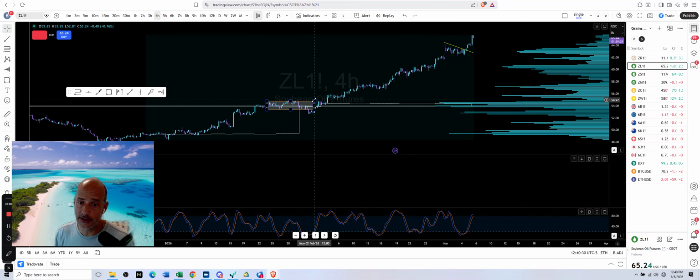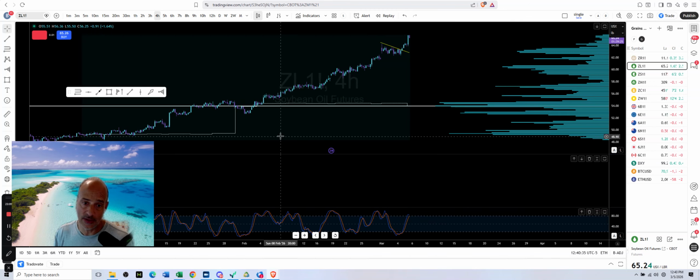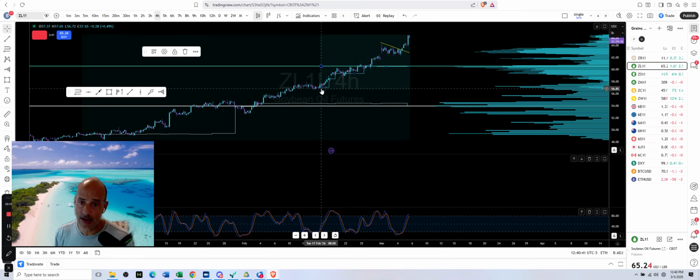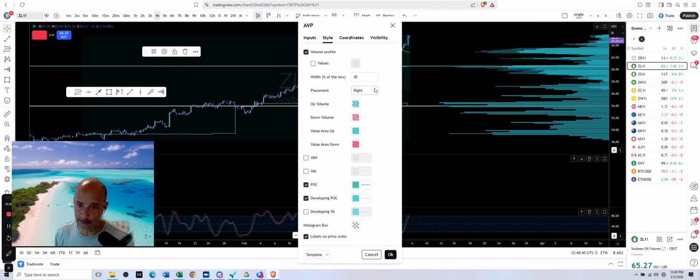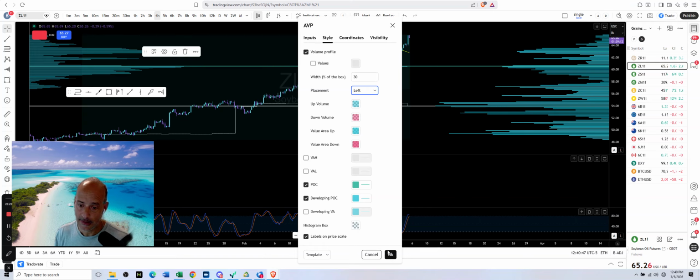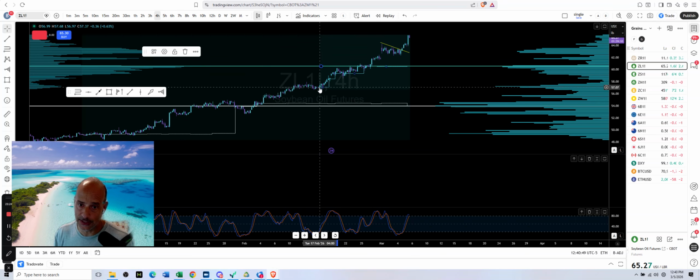Now, what if I wanted to draw another profile to give me some more fine-tuned entry? So let's put another one on here, and we'll start it from this point. I'm going to put this over to the other side of the chart because it's overlapping, so I'm going to flip this to left. Now this profile is the one I just drew. It starts right here and goes to current price.